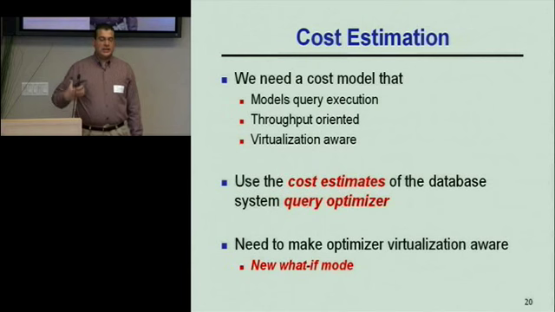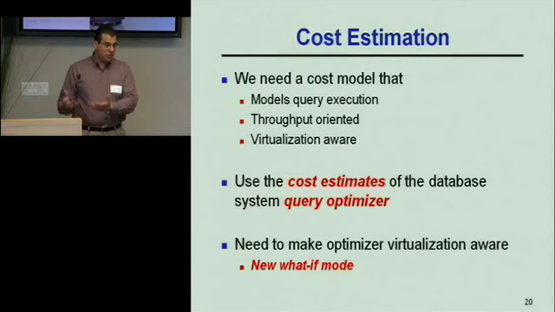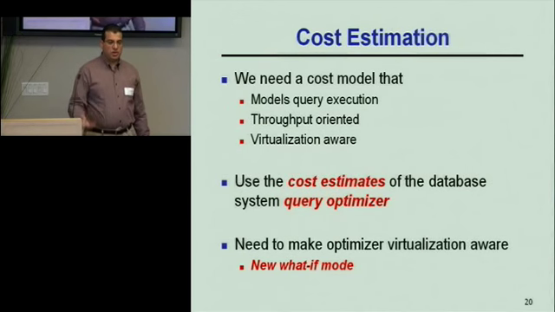Okay? And our idea is to use the cost estimates that the database system query optimizer provides. When the database system is choosing the best execution plan for a query, it enumerates different plans and it has a cost model for the execution of different plans. Now, this cost model is not aware of virtualization, so we need to make it virtualization aware.